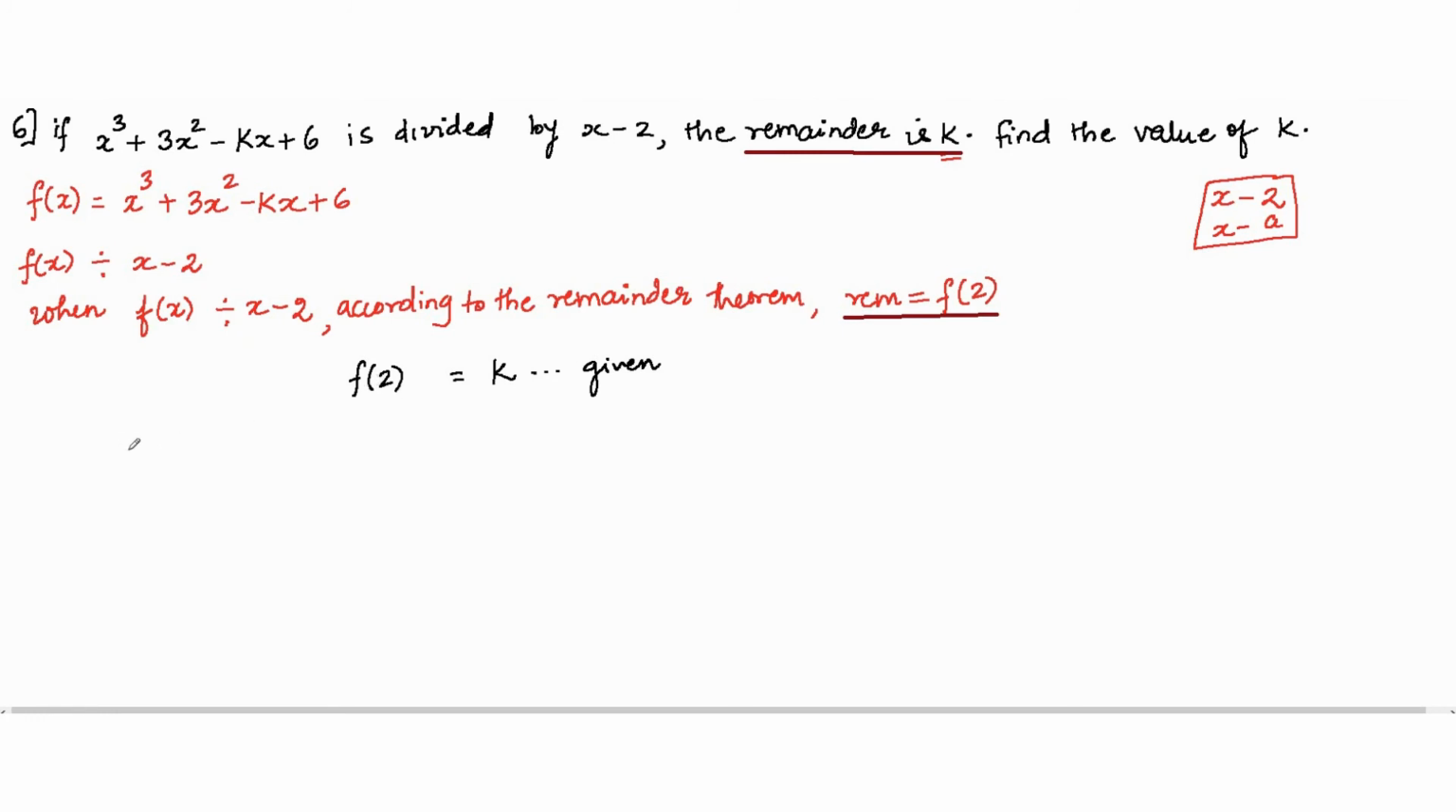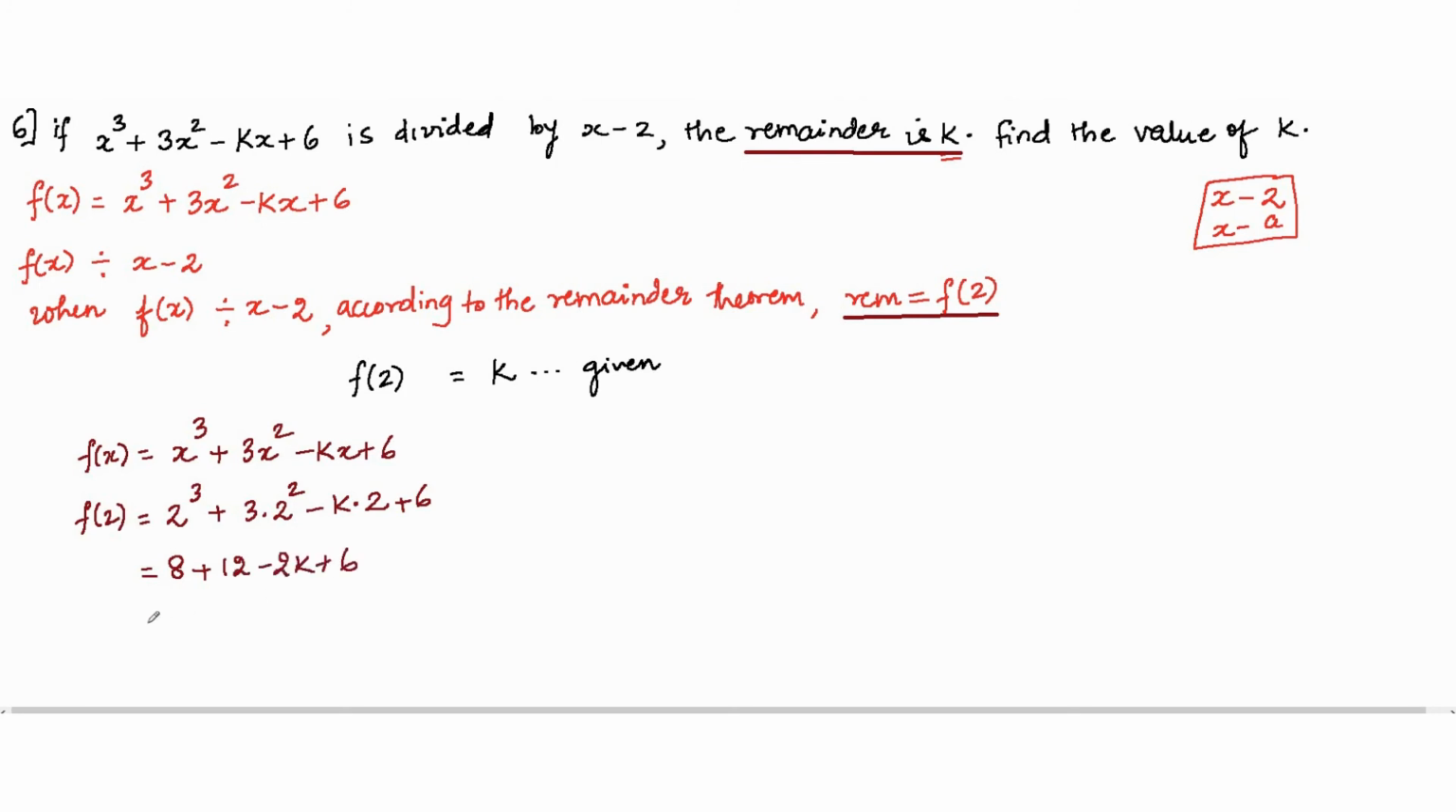So let us find f of 2 now. I know how to find f of 2. My f of x is x cube plus 3x square minus kx plus 6. So if I want to find f of 2, I can simply substitute x as 2. So it becomes 2 cube plus 3 times 2 square minus k times 2 plus 6. So 2 cube is 8, and this is 8 plus 12 minus 2k plus 6. So this becomes 26 minus 2k, right?